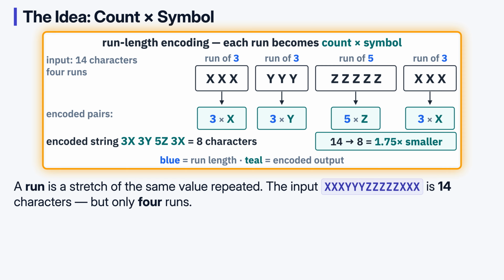Look at the input in the figure. The first run is X 3 times. Then Y 3 times. Then Z 5 times. And X again 3 times. That is 14 characters in all, but only 4 runs. The blue numbers count each run, and each run will become 1 count times symbol pair. How many of which symbol?